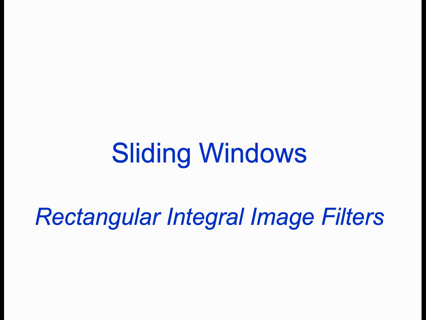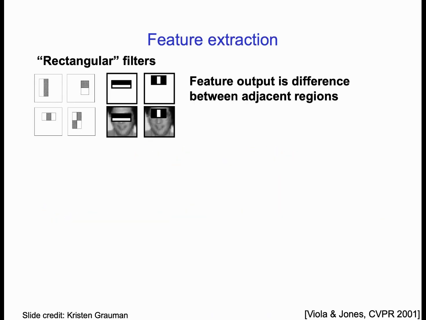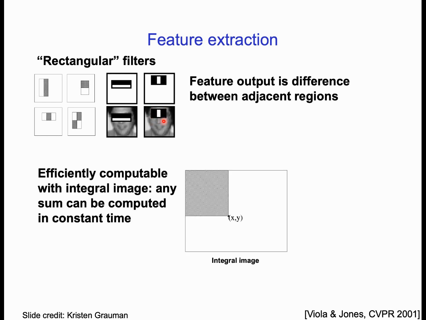In that case, the rectangular integral image filters are particularly interesting. The features are very, very simple. They're basically rectangular filters that look at differences between the intensity averages in different areas in the image. The feature output is really the difference between the adjacent regions. In this case, for example, this feature looks at the intensity difference between the area indicated by the white block here and the black block here. This one looks at the difference between the white block and the two black blocks, and so on.